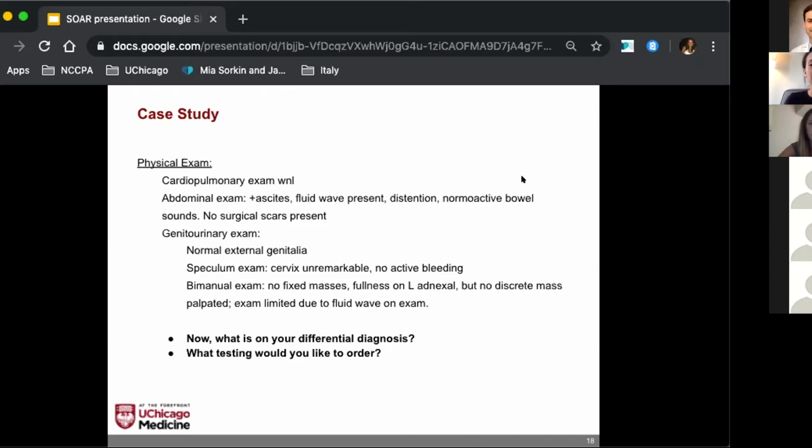Now, hint, hint, wink, wink, what is on your differential diagnosis for this patient? Any thoughts in the chat? Sure, appendiceal cancer. A win for Emily on that one. Yeah, thank you. Anything else? I would say ovarian cancer, certainly on the differential diagnosis.